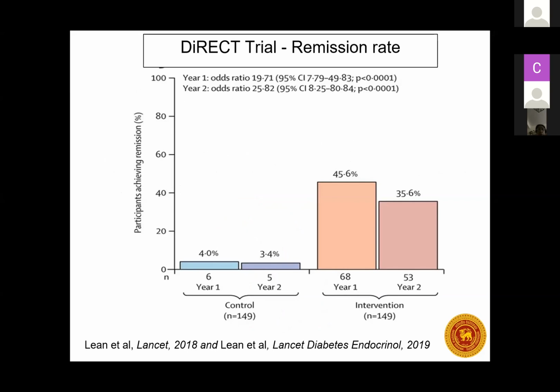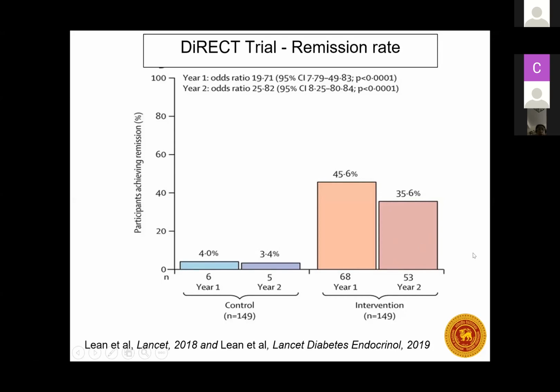So they showed that in overweight or obese diabetic patients, if they lose about 10 kilos, so that came to about 10 to 15% of their weight, at the end of 1 year, as you can see from this particular graph, close to half of the patients went into remission. So this was astounding results. And even you can see at the end of 2 years, still 35% maintained remission.